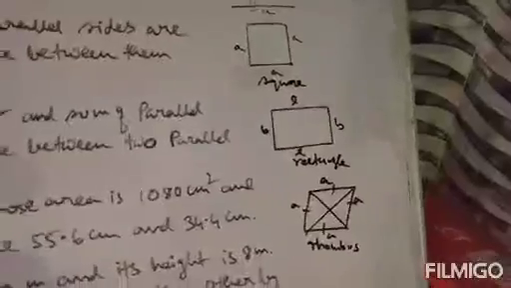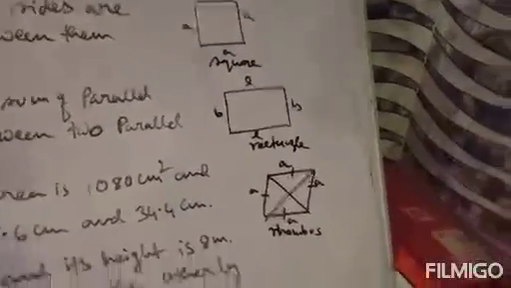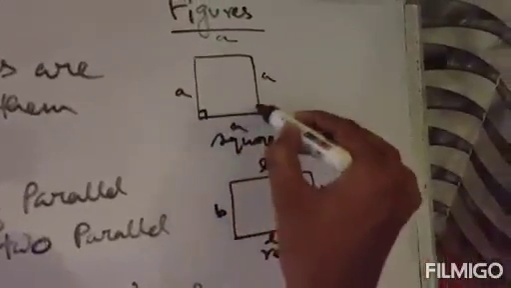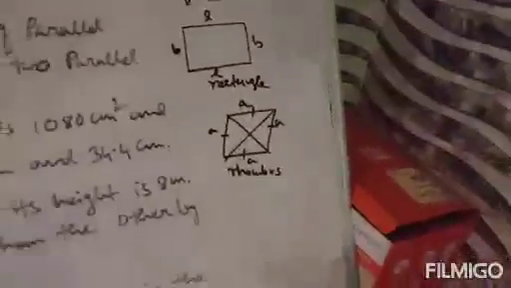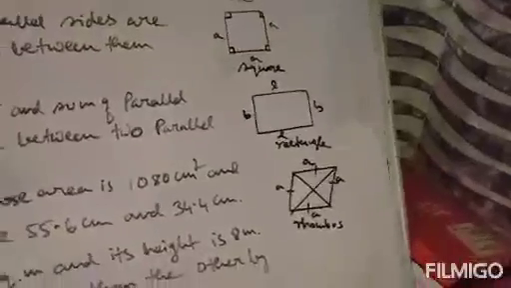Now what is the difference between a square and a rhombus? A square has 4 equal sides, and a rhombus also has 4 equal sides. The only difference is that in a square each angle is 90 degrees, but in the case of a rhombus, the angles are not 90 degrees. Clear? So this is the difference.